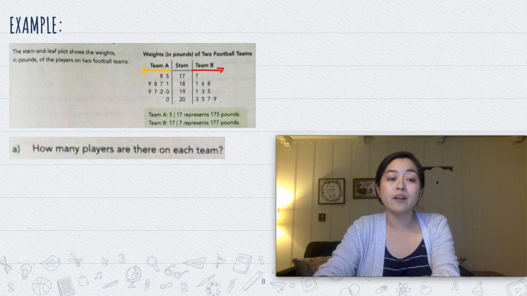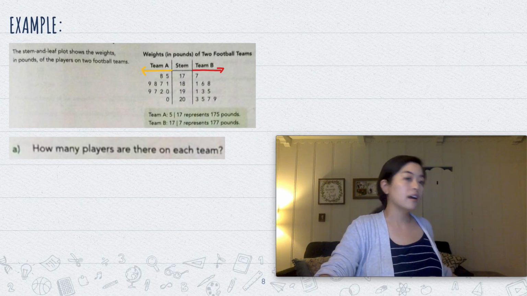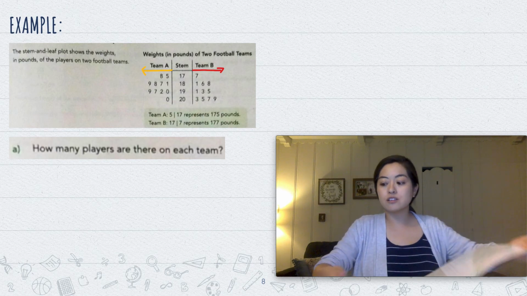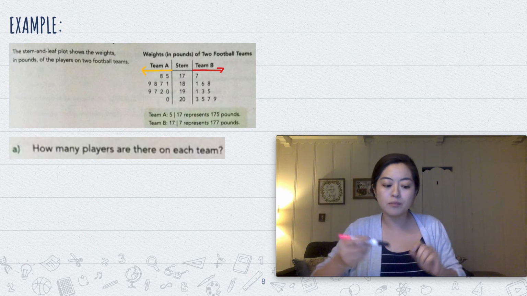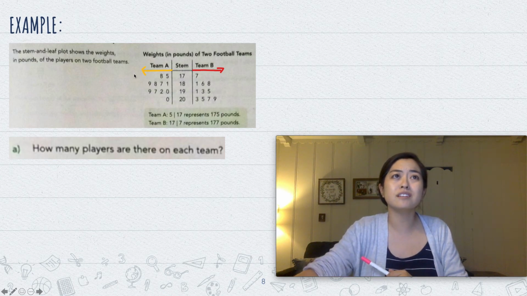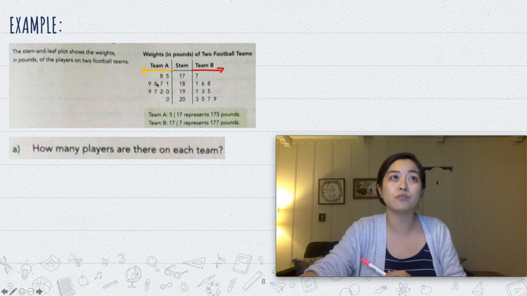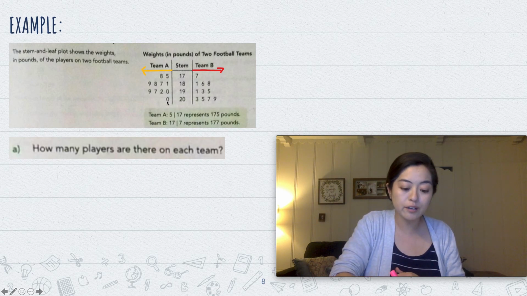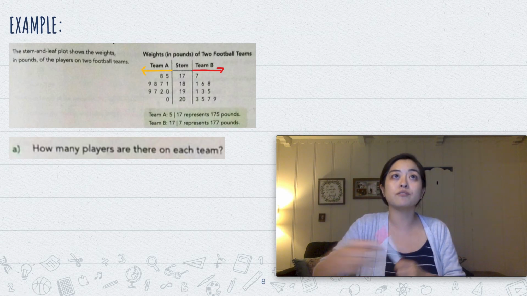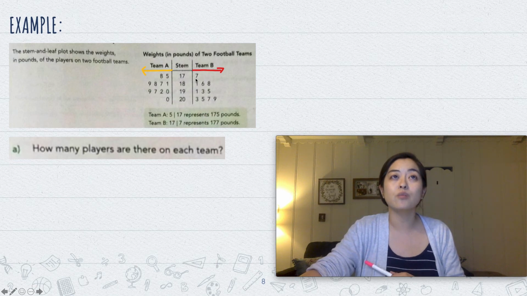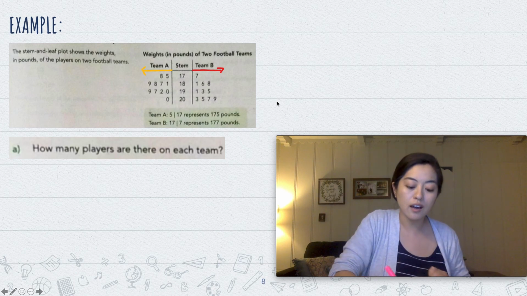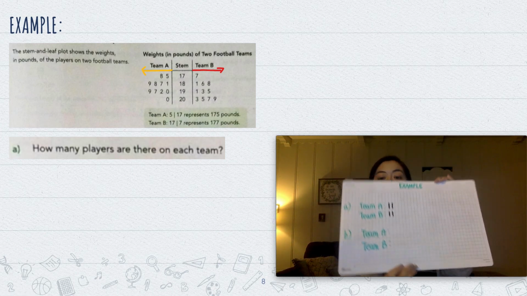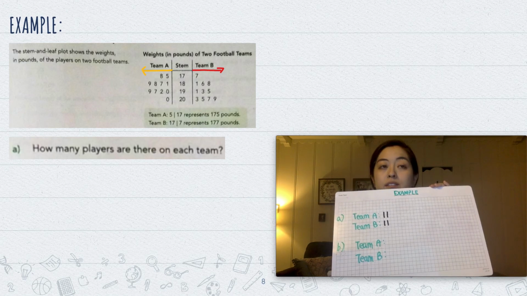Okay, now, let's answer these questions. How many players are on each team? Well, to figure out the number of players on each team, we just need to count the leaves. Let's count the leaves for team A. 1, 2, 3, 4, 5, 6, 7, 8, 9, 10, 11. There's 11 players for team A. What about for team B? Let's count the leaves. 1, 2, 3, 4, 5, 6, 7, 8, 9, 10, 11. There's 11 players for both team A and team B.